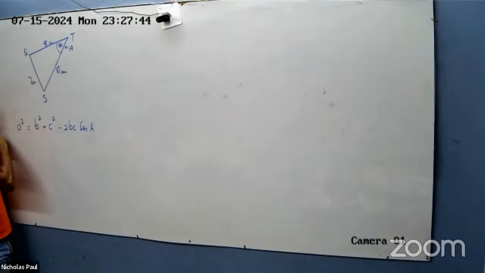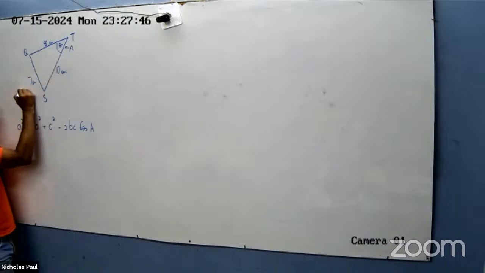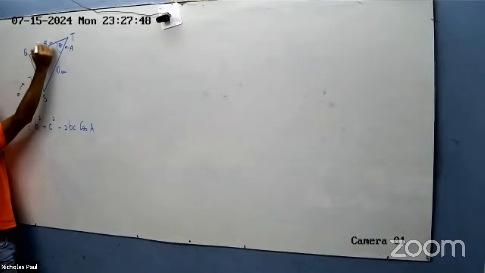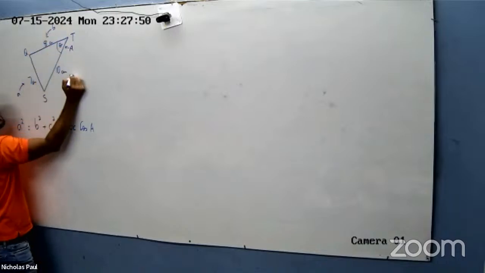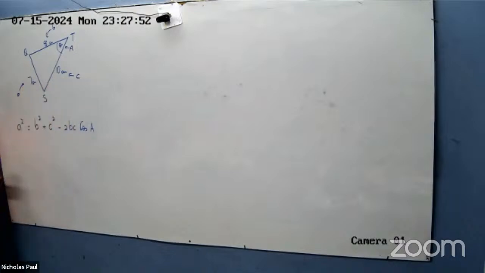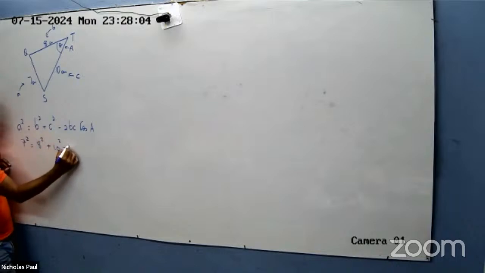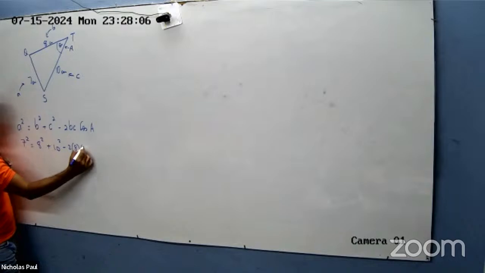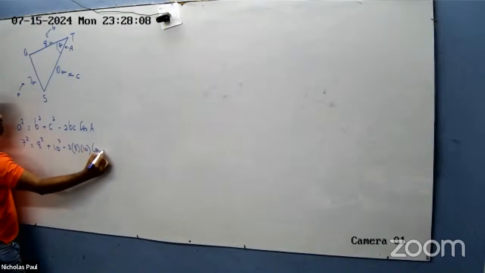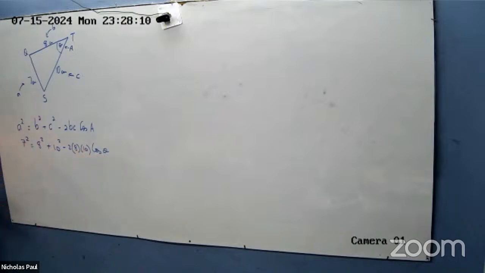Opposite, right? So opposite is your capital E, and then one will be B and one will be C. It doesn't really matter which one, right? Now, A squared is 7 squared. B squared is 8 squared. C squared is 10 squared. Then 2 by 8 by 10 cosine theta. So we are to work this out.